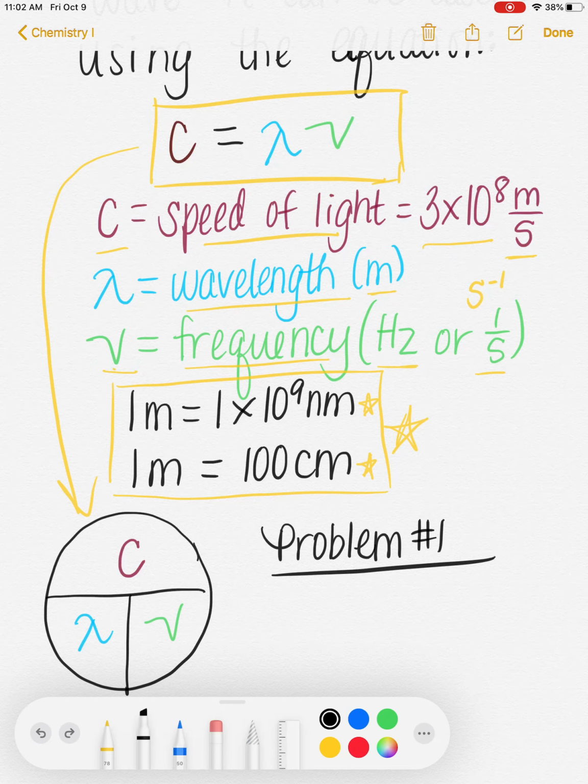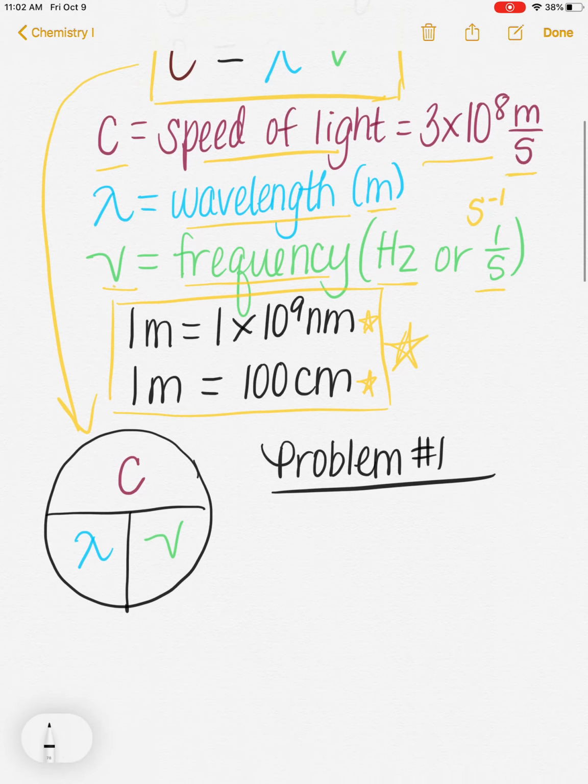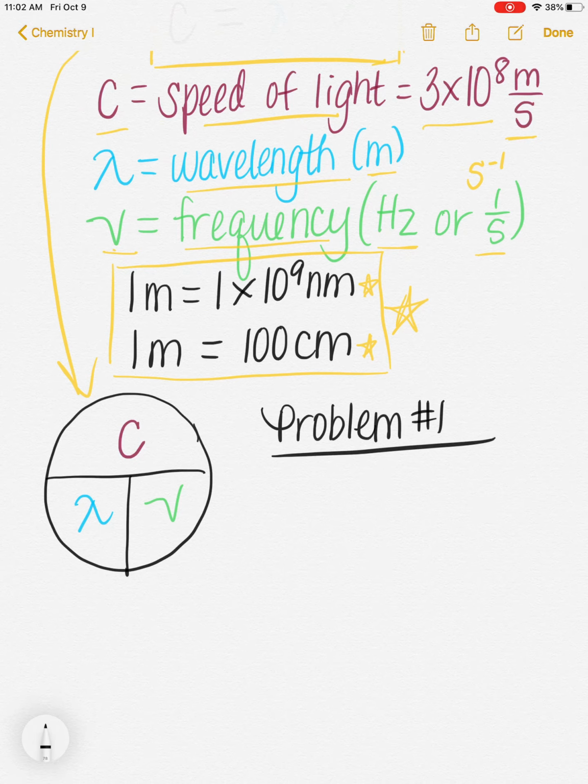So in your skeletal notes that were posted to Classroom, I gave you a couple of sample problems. I am on the back or the second page where it says, calculate the wavelength of the yellow light emitted by a sodium lamp if the frequency of the radiation is 5.09 times 10 to the 14th hertz.